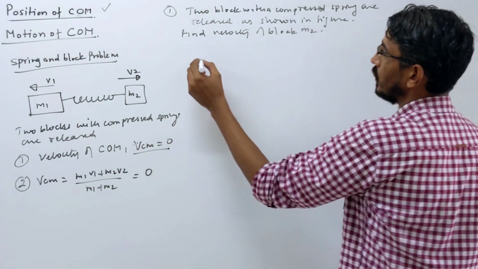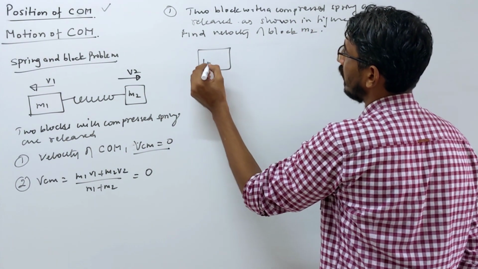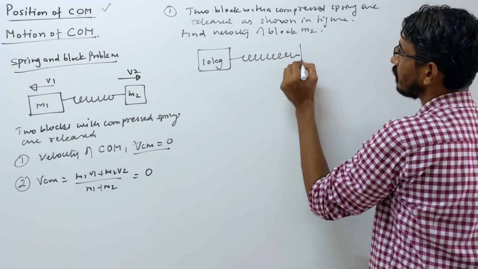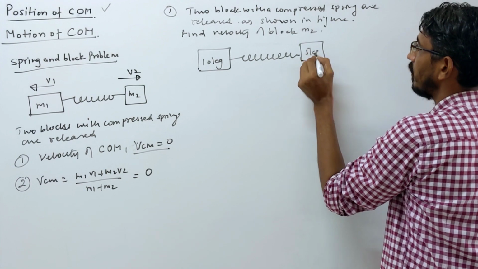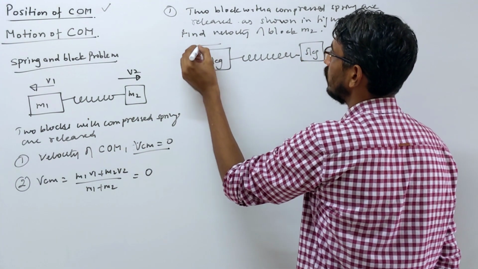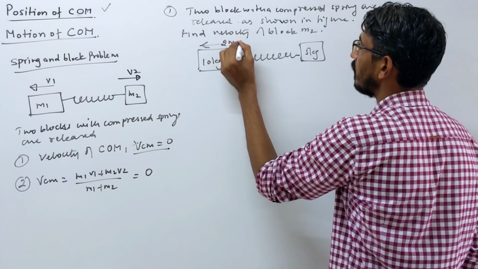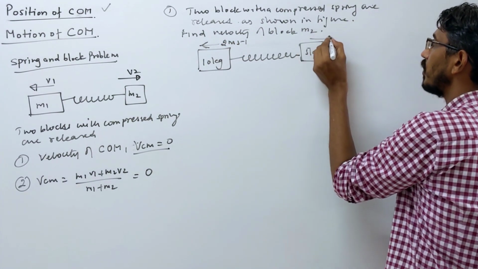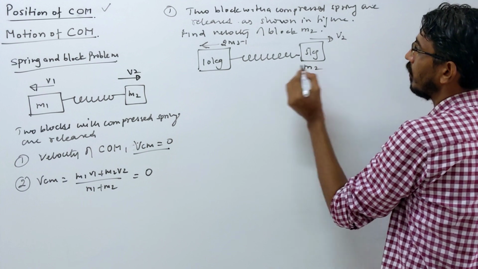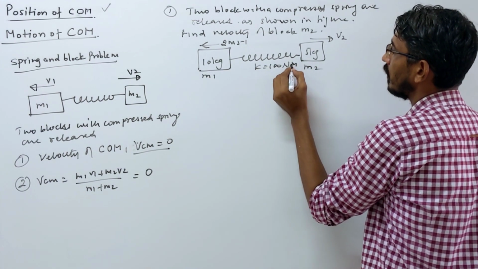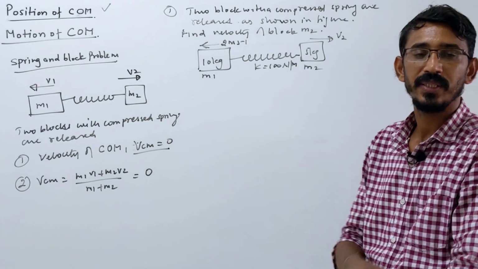Okay. So this is one block, a 10 kg block connected with a spring. This is a 5 kg block. This is moving with a velocity of say 2 meter per second. Then what's the velocity of this block V2? They are calling it the M2 block. This is the M1 block. This is K. To confuse you, some K value will be given, like 150 Newton per meter.